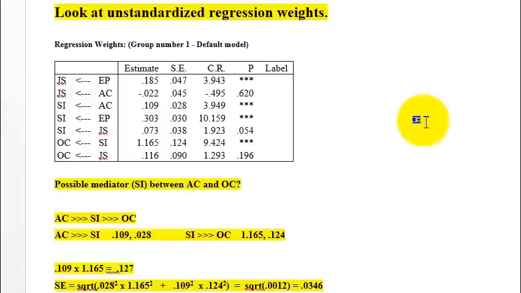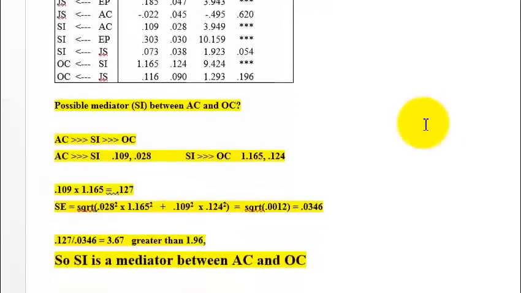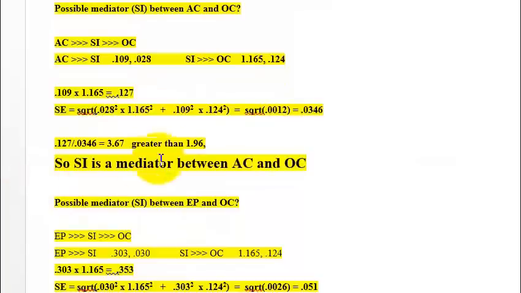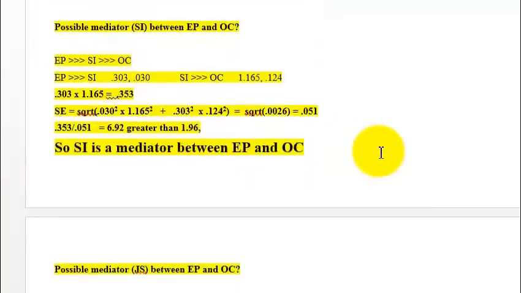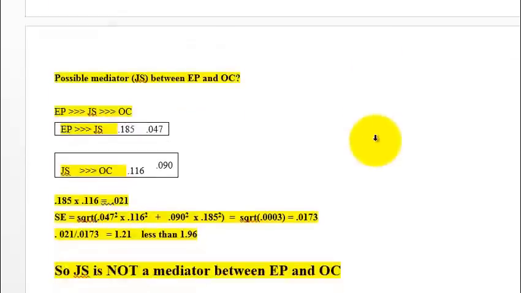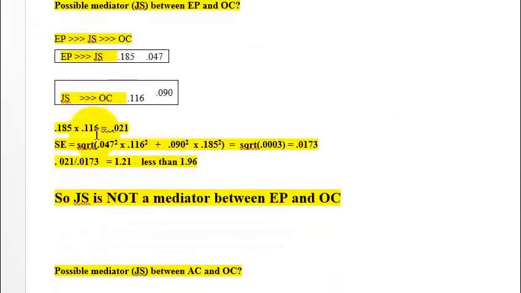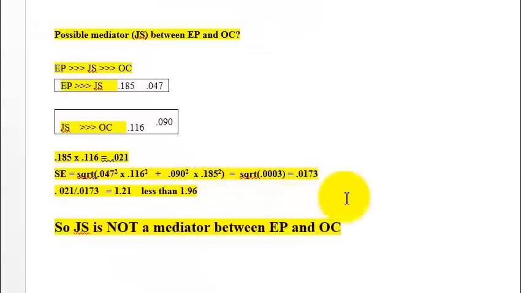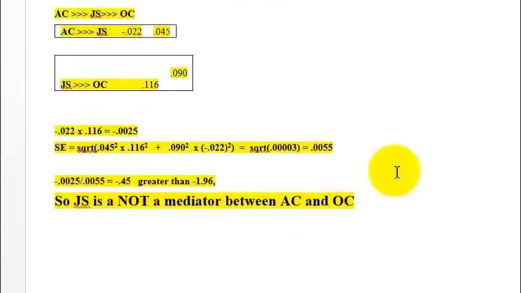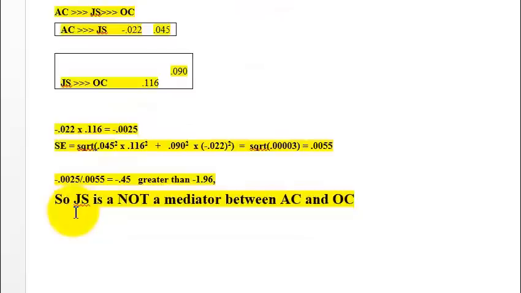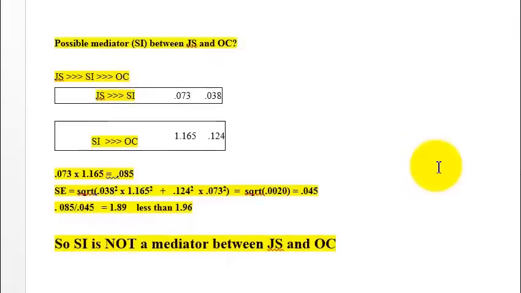So we're going to show you the results from all of our testing. SI was a mediator between AC and OC. SI was also a mediator between EP and OC. JS was not a mediator between EP and OC. JS was not a mediator between AC and OC. And finally, SI was not a mediator between JS and OC.